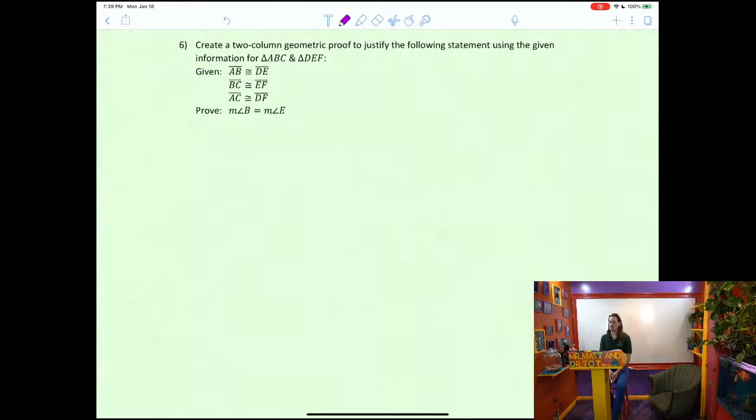Please create a 2-column geometric proof to justify the following statement using the given information for triangle ABC and triangle DEF. We have that line segment AB is congruent to line segment DE. We have line segment BC is congruent to line segment EF. And we have line segment AC is congruent to line segment DF. And I'd like you to prove that the measure of angle B is equal to the measure of angle E. I'll give you 4 minutes, and after 1 minute I'll start to solve.